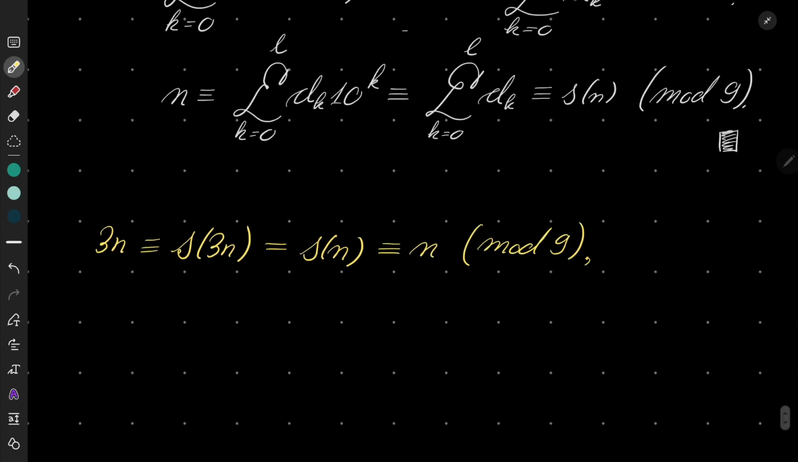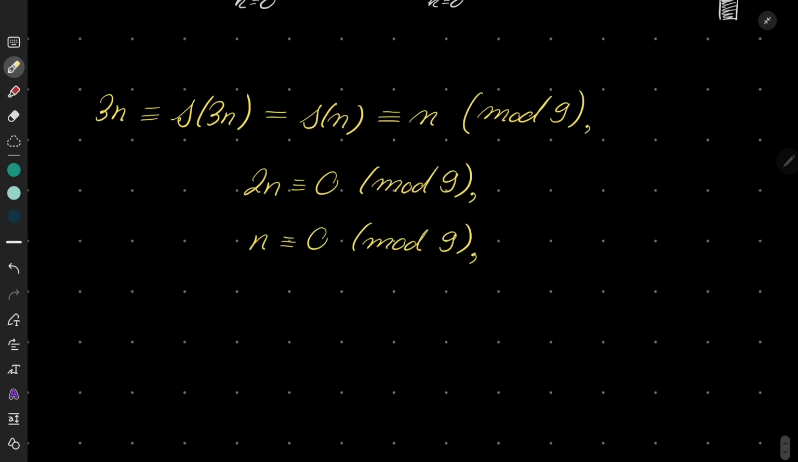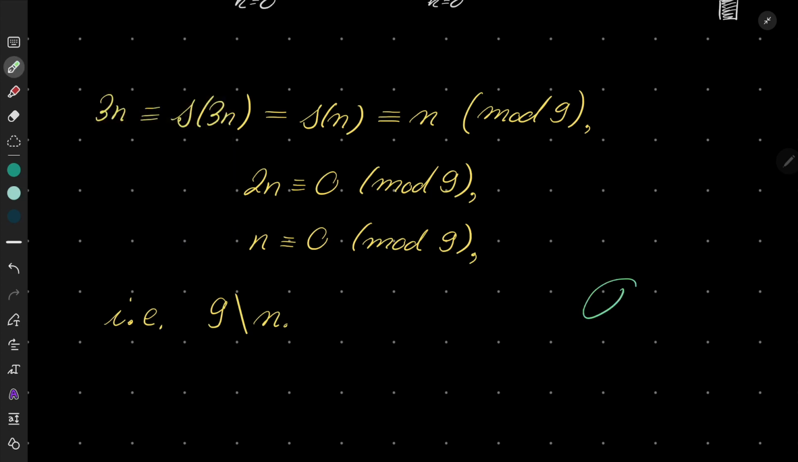So taking these congruences together and subtracting them, that means that 2n is congruent to 0 modulo 9, and 2 is co-prime to 9, so we can safely divide by 2 to say that n is congruent to 0 modulo 9, i.e. is the same as saying that 9 divides n. And that closes our proof.